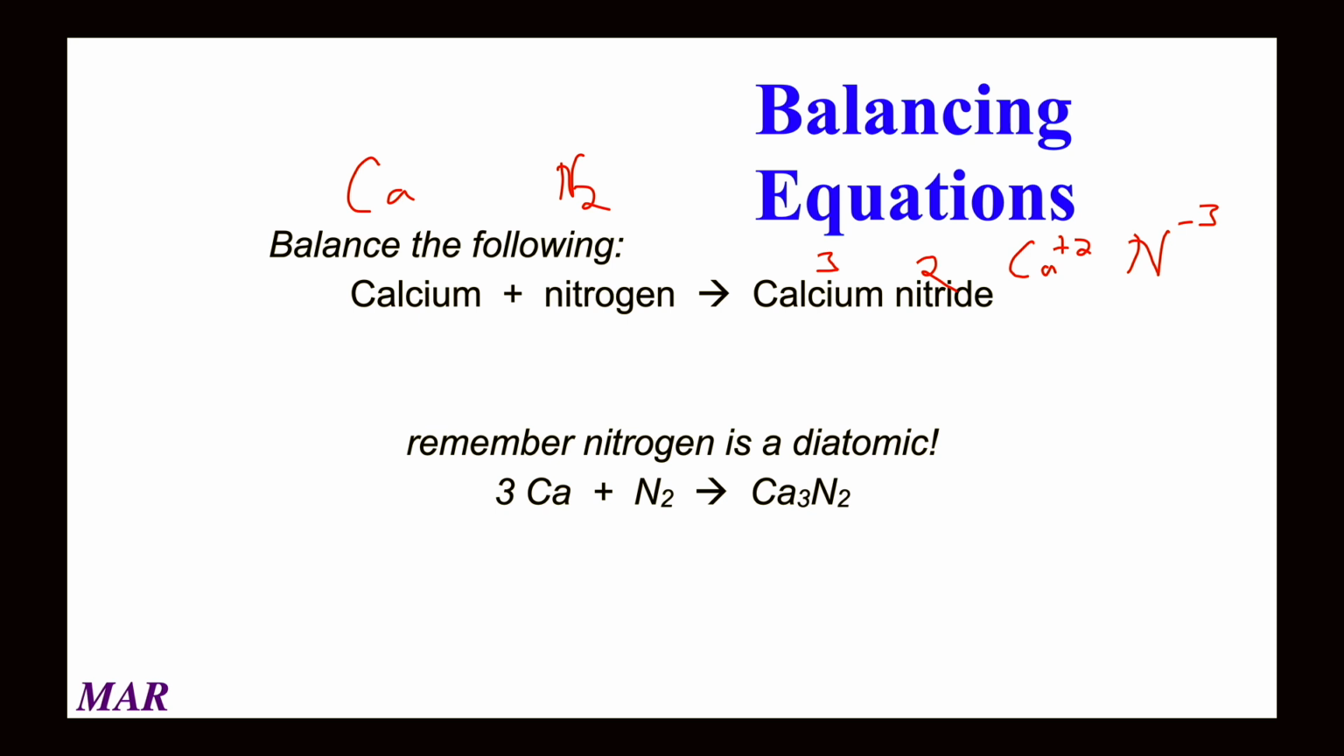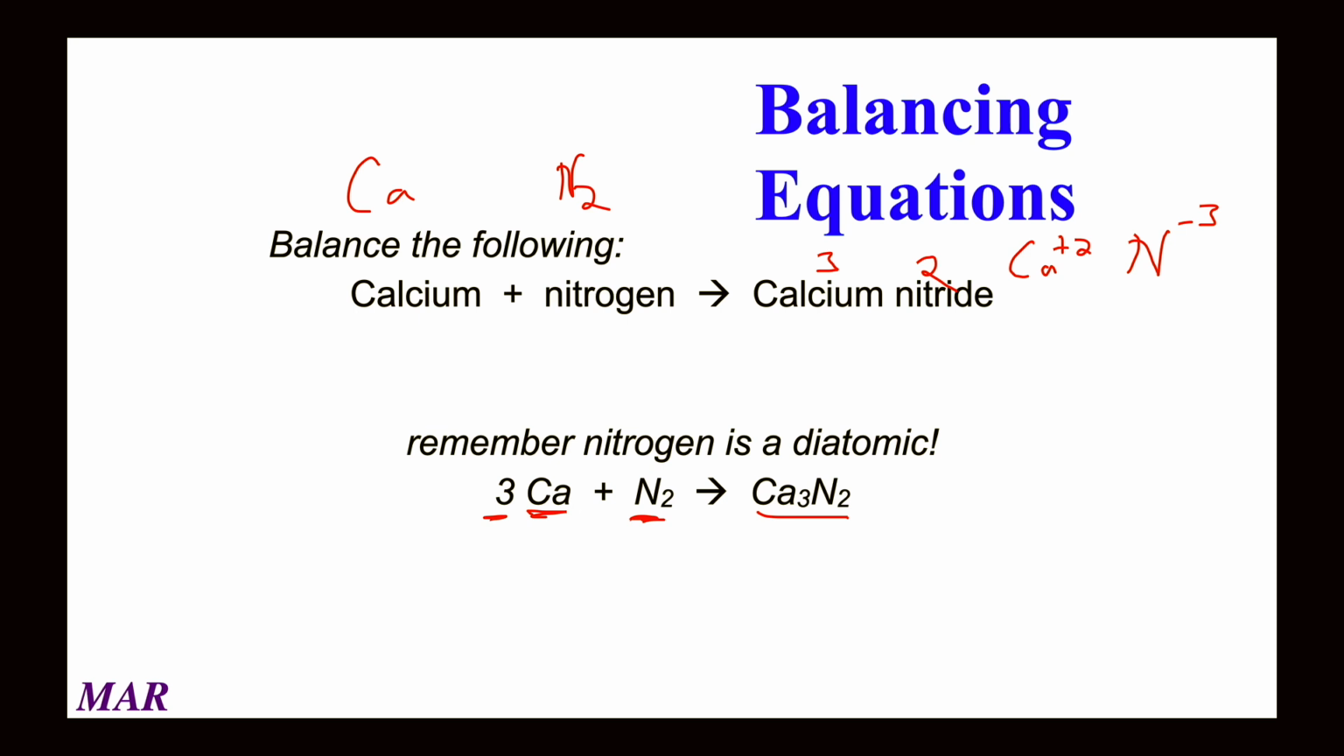So the formula for calcium nitride is Ca3N2. N2 is a diatomic. Initially, we have just calcium by itself because it's not a diatomic. Because of the 3 calciums in calcium nitride, we'll put a 3 right there. We are good to go.